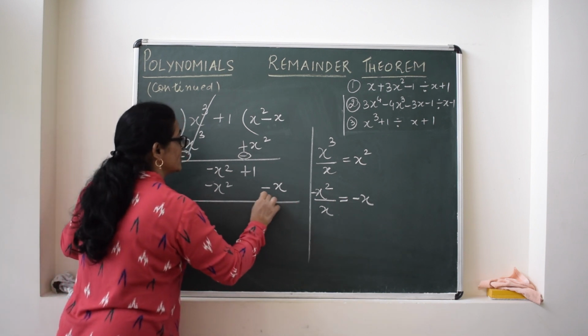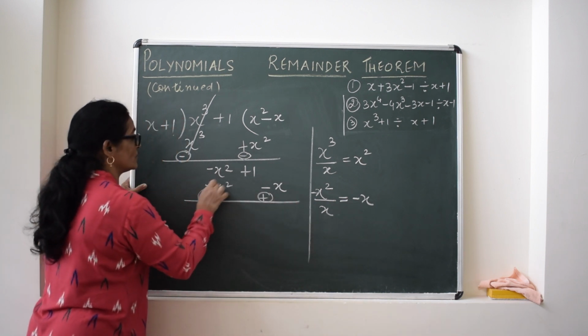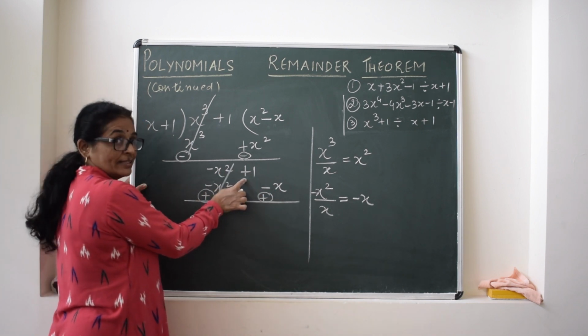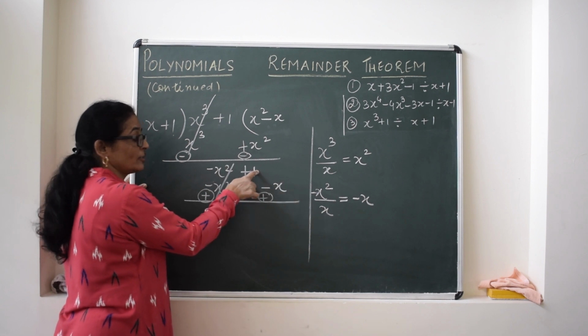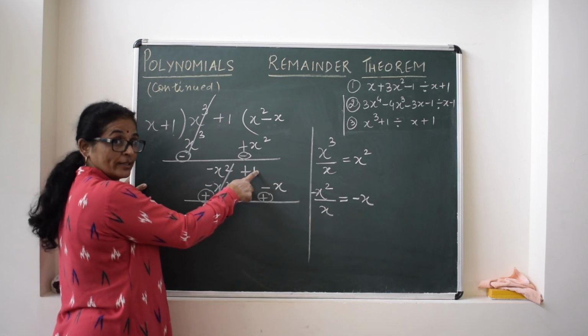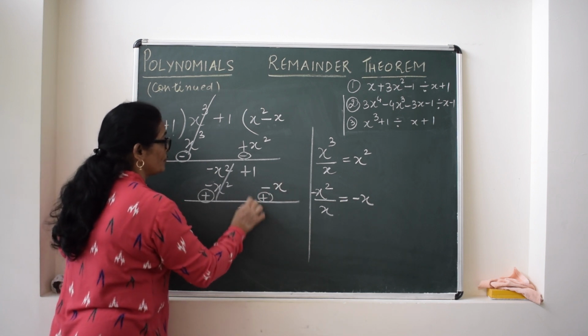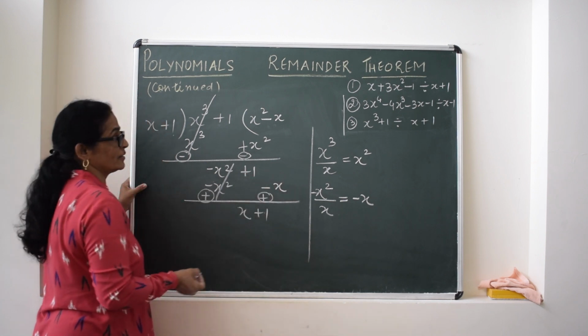Draw the line, change the signs. This will be cancelled. Now this we will write first and this later, because this power is 1 and here the power of this term is 0, 1 into x to the power of 0. So it is a constant. So this we will write first and later we will write this.